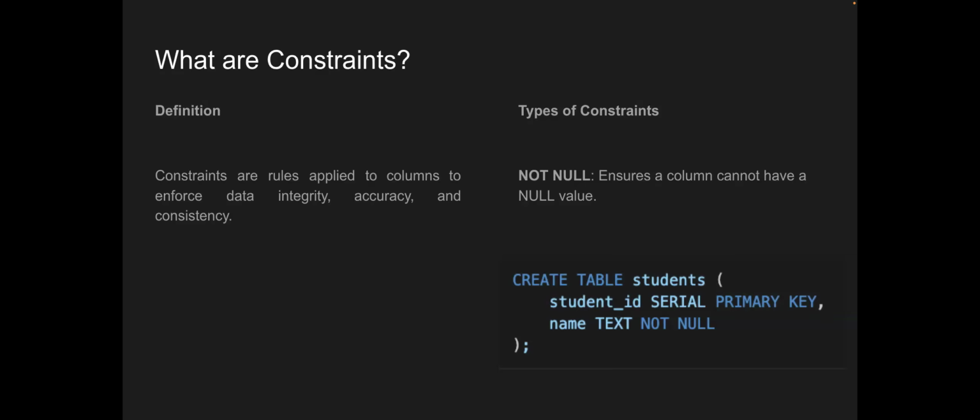Okay, so there are several constraints, and the first constraint that is important to understand is called not null. And here we have an example. When you are creating a table of students and the name is mandatory in that table, you're going to add this command not null, okay? And that's going to enforce that the value needs to be added in the table.